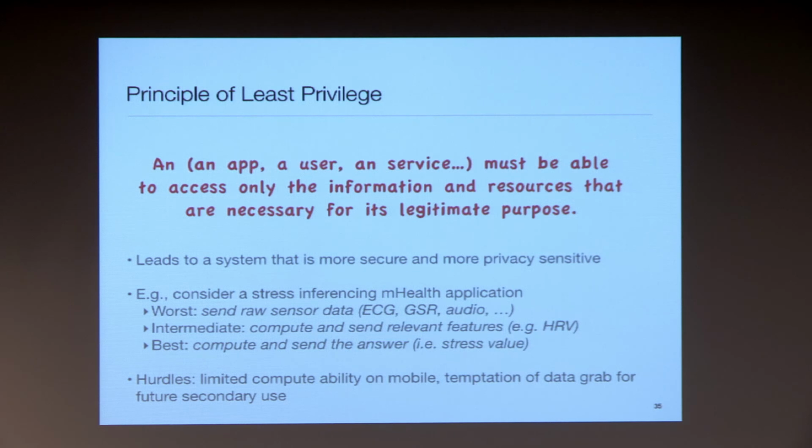So for example, let's say you're doing an mHealth app. You could design it by sending ECG data and GSR data and audio data and then do the stress inferencing at your end. The problem is with these things, like Santosh's work has shown, you can detect episodes of taking cocaine and things like that. Well, that can certainly be an issue. An intermediate solution: compute some of the features like heart rate variability and send those out. Still risky. If you can, compute the stress value on the device and only share that.